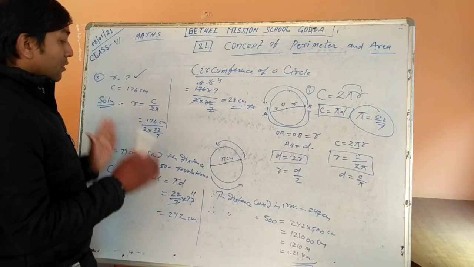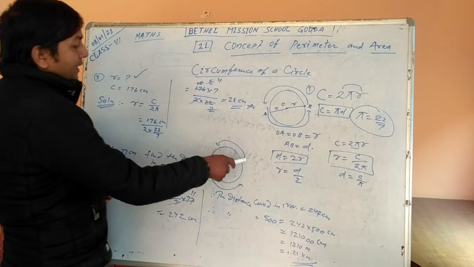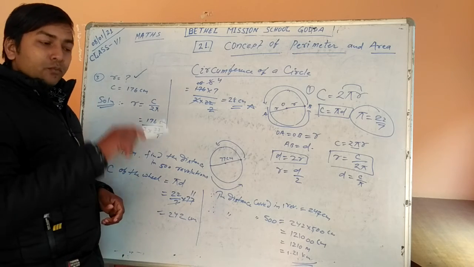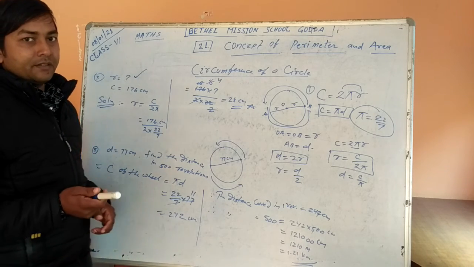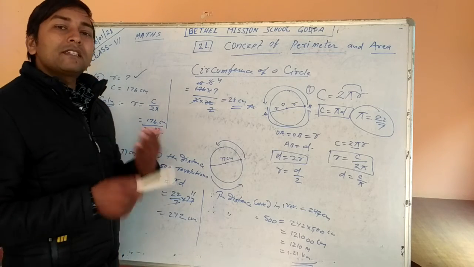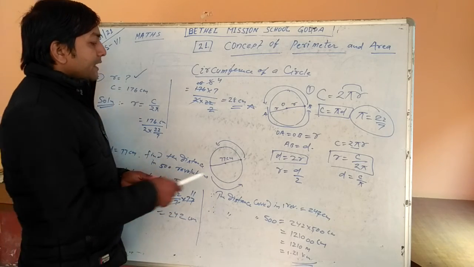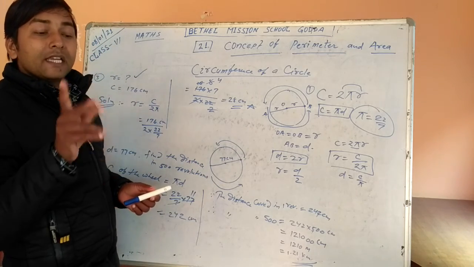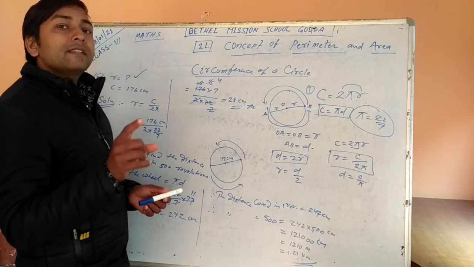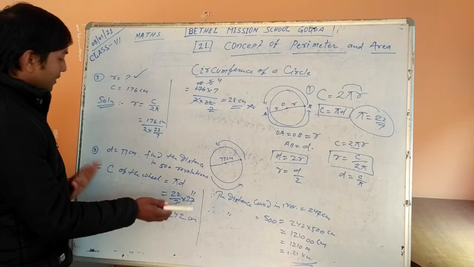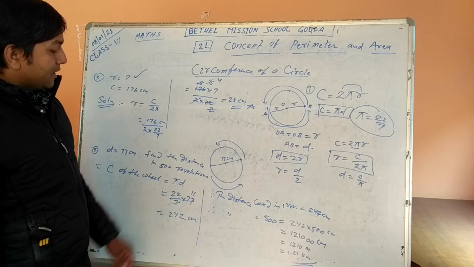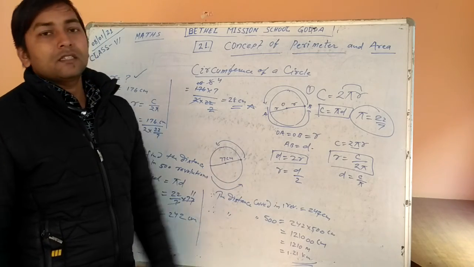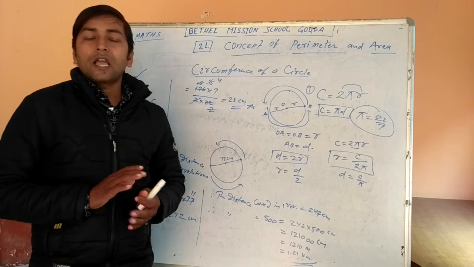Okay, so the question was that there is a wheel and the diameter is given 77 centimeter and it moves 500 revolutions. Okay, so how much distance covered? So in one revolution, if we find the circumference of the circle, we will get the distance in one revolution. We got 242 centimeter in one revolution. So 500 revolution, this much distance will be covered. I hope it is clear.